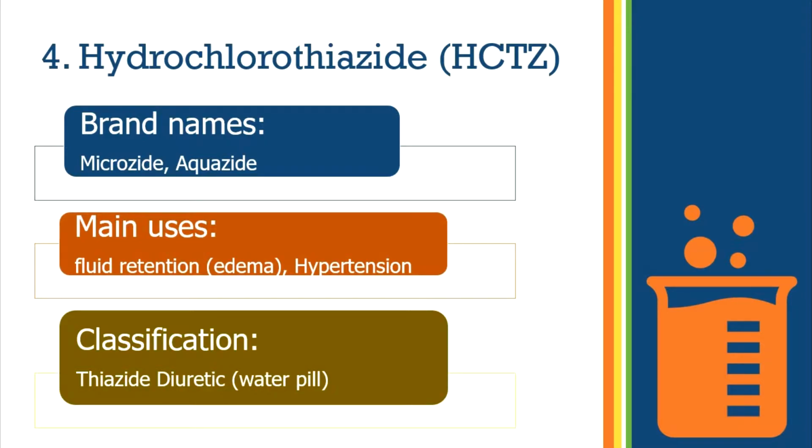Hydrochlorothiazide. You might also see this as HCTZ, and it's short for hydrochlorothiazide. Brand names include Microzide or Aquazide. The main uses of this medication is to treat hypertension, also known as high blood pressure, or fluid retention. The classification is thiazide diuretic. Diuretic is also another word for water pill.